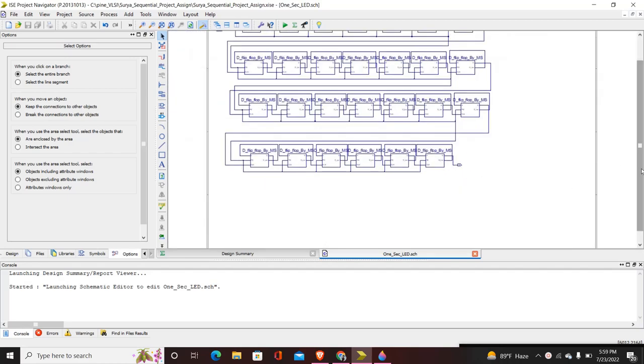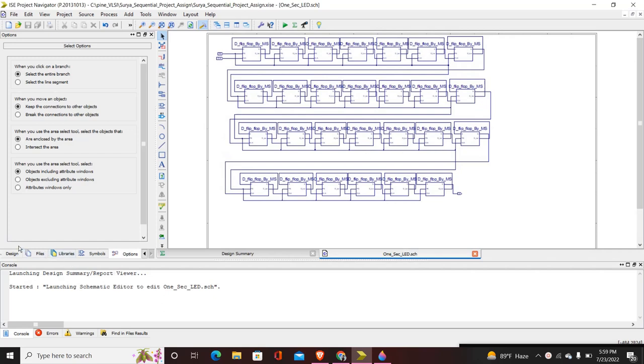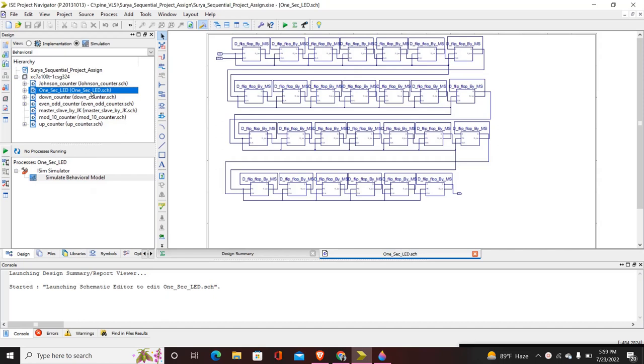So I will simulate this circuit on the simulator. It is basically a 1 second LED. What is our main purpose basically? Our main purpose is when we convert 100 megahertz frequency into 1 hertz frequency, it converts into approximately 1 second. It can be visible to us when we give it as input to an LED. So it looks like 1 second, visible to us.